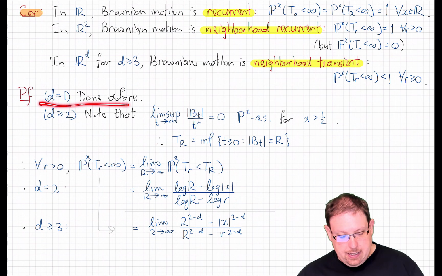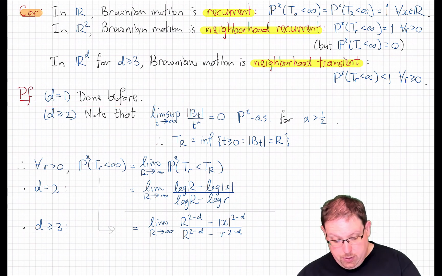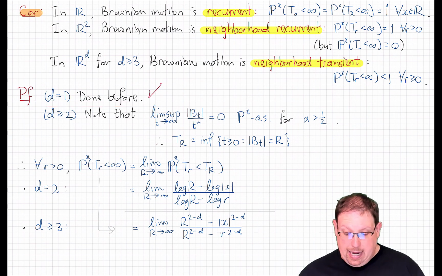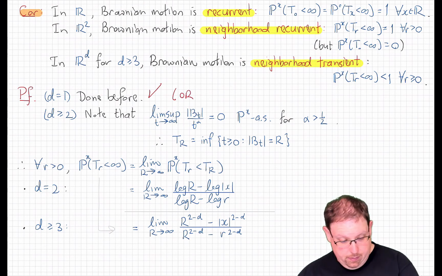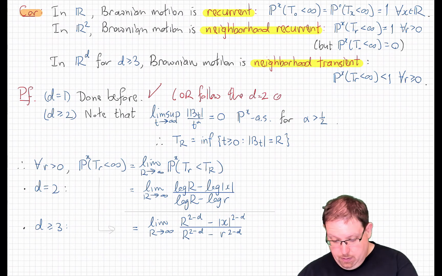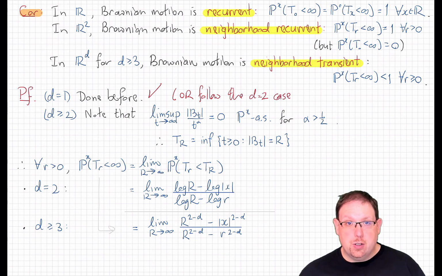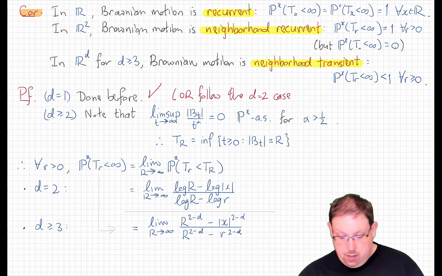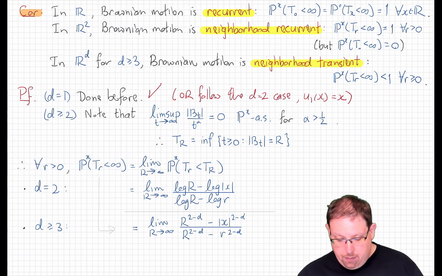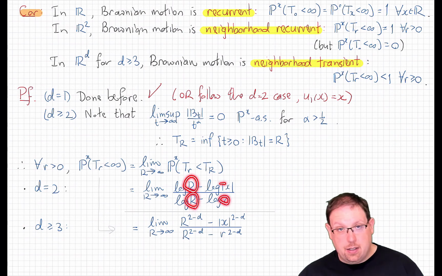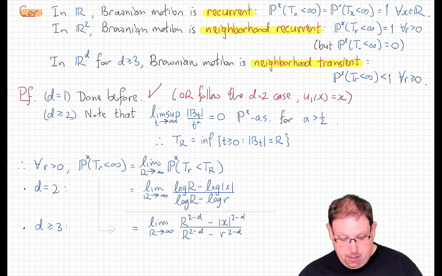First, in the d equals 1 case, we've already done this using different methods from last time. We can compute the exact distribution of this time. But we could also follow the same methods we did here. In that case, we would need a different function, u1, that is harmonic in 1 dimension. And in that case, you would just use the function u at x equals x. From that, you could derive a very similar formula here. It's just going to be (R minus x) over (R minus r). And from there, we'll get the same results that we're about to prove.